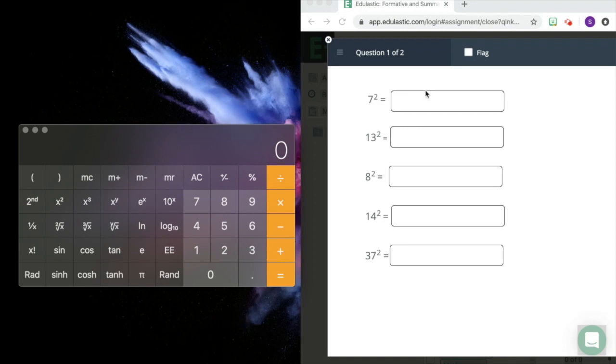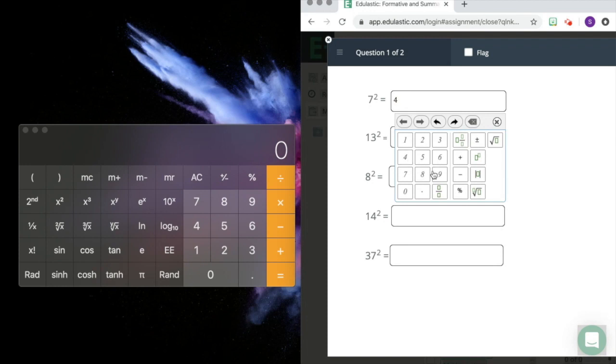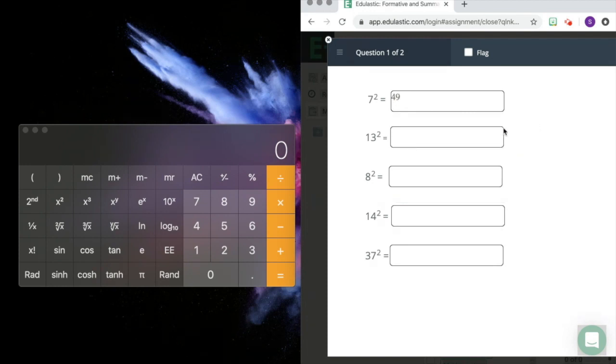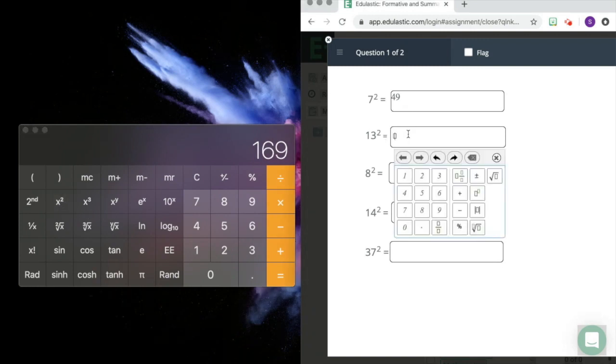Here we have, on the first one, 7 squared. Well, this one is easy. You know what 7 times 7 is. 49, of course. But before we submit the answer, let's just double check. Here's how you input it. Type the number 7 and then hit the squared button. Boom, 49. Simple enough. All right, let's do the next one. 13 squared. So in your calculator, type 13 and then hit the squared button. Boom, 169.